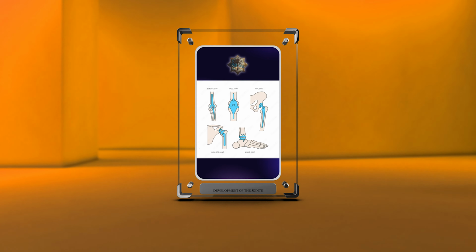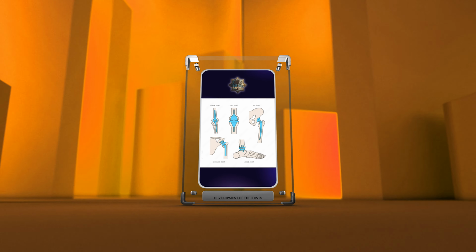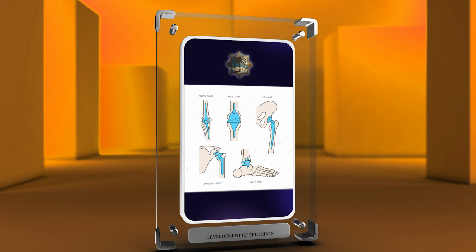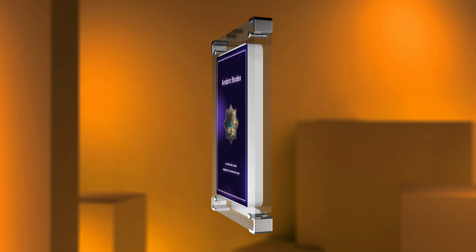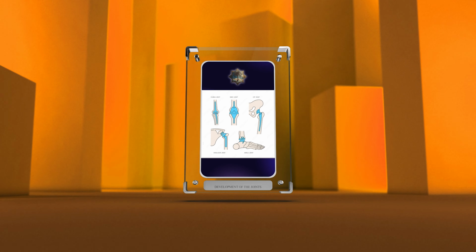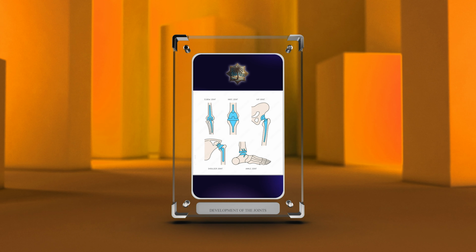Embryology is a fascinating field of study that focuses on the development of various structures and organs in the human body. One key aspect of embryology is the development of joints, which play a crucial role in our daily movements and overall functionality. In this script, we will delve into the intricate processes involved in joint development, from the initial cellular aggregation to the formation of different types of joints.